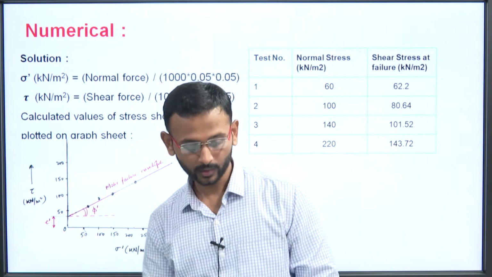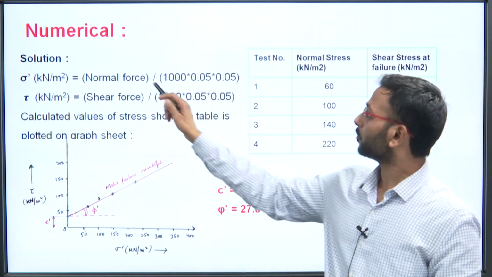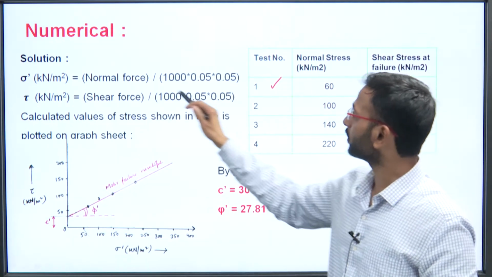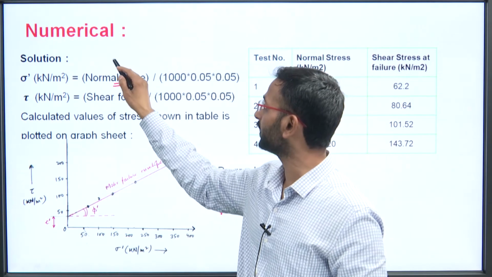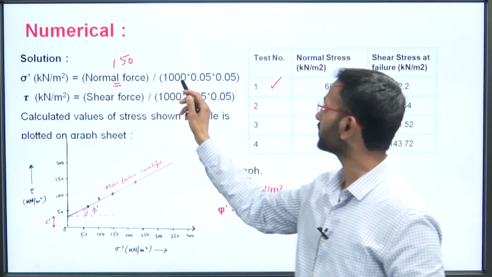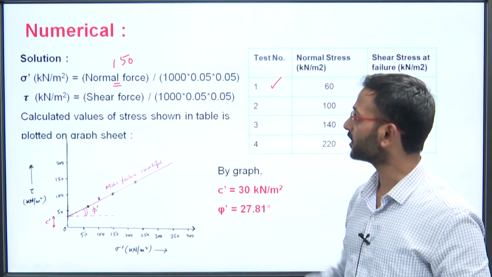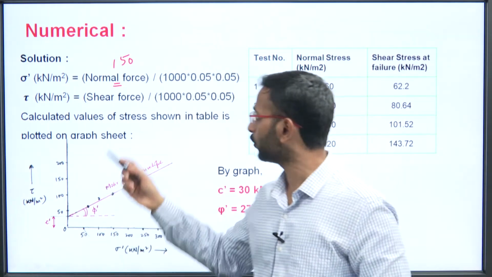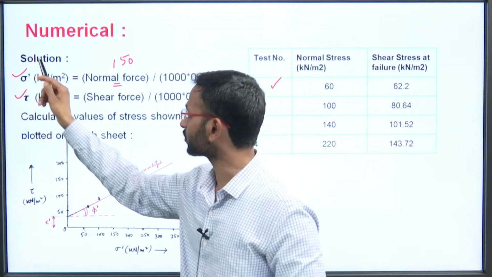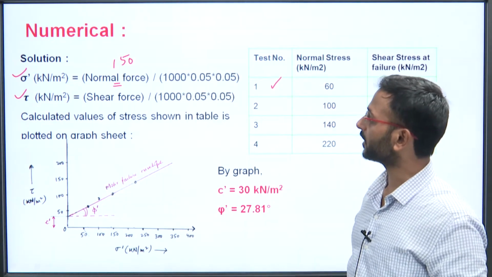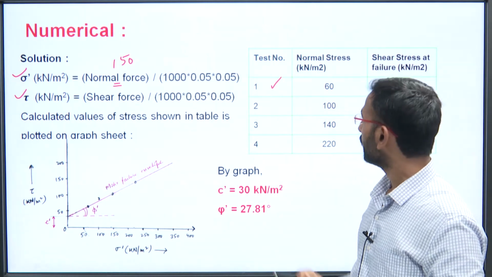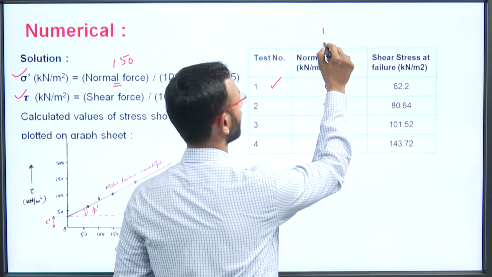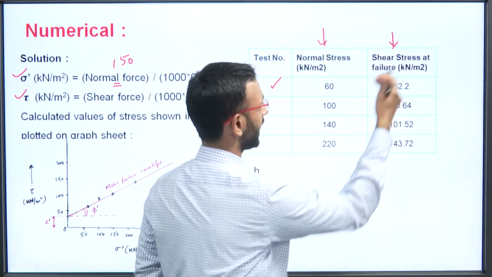So let us take a look here. For each and every test, let us say this is test number 1, we are simply taking the normal force, that was let us say 150 in the very first case, and we simply divide by the area of the specimen, 1000 into 0.05 into 0.05, and similarly we take it for the tau, that is the shear stress. So these are the two parameters that we are taking, sigma dash and tau. Now, correspondingly we got the values of normal stresses and shear stresses at failure.